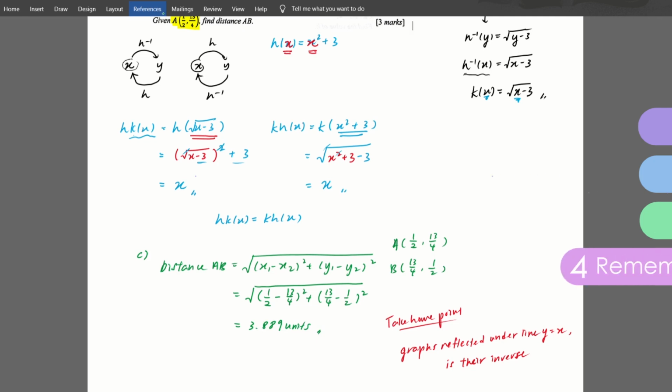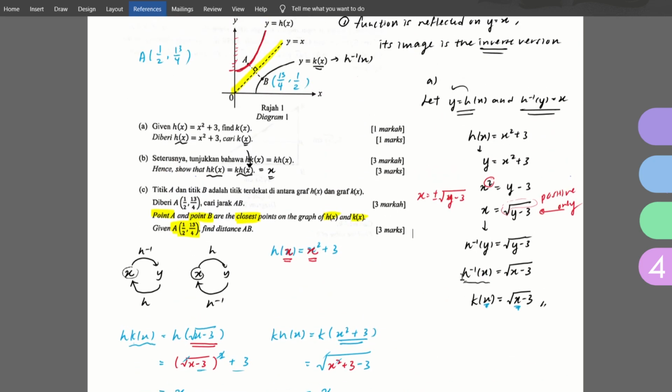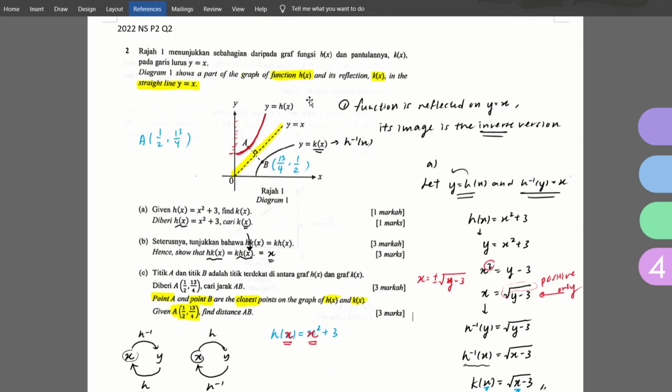The take home point for this video is that for graphs reflected under the line y equals x, this would be their inverse. We can see this as an example here: h of x reflected onto this line, k of x would be the inverse of h.